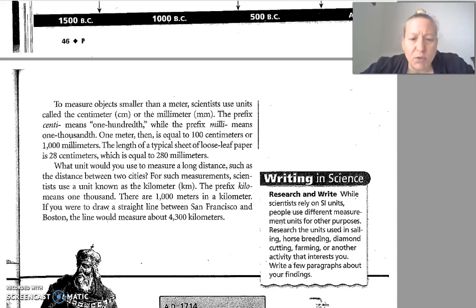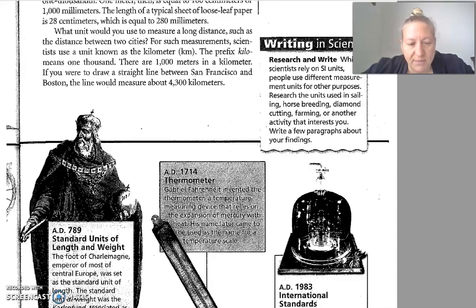What unit would you use to measure a long distance, such as the distance between two cities? For such measurements, scientists use a unit known as the kilometer. The prefix kilo means 1,000. There are 1,000 meters in a kilometer. If you were to draw a straight line between San Francisco and Boston, the line would measure about 4,300 kilometers.